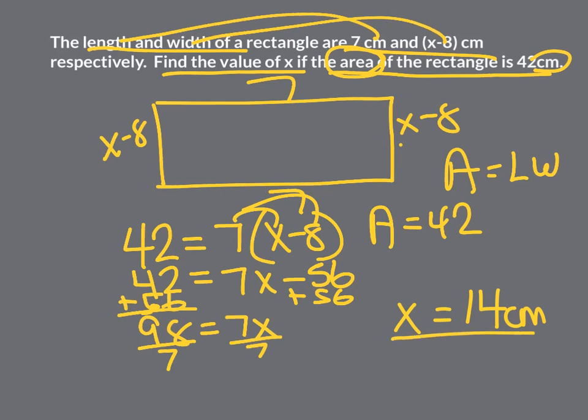If we know that x is 14, we can find out what the width is by plugging that in. 14 minus 8 would be 6. So our width is 6.